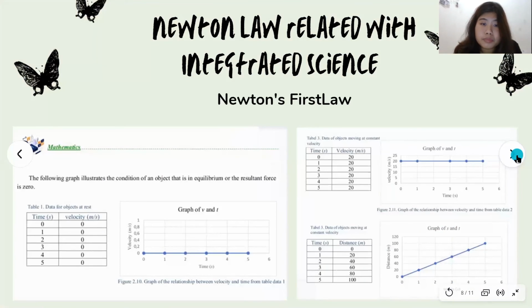And this is Newton's law related with integrated science, but in math. This is Newton's first law. You can see in this we have a graph, right? Graph of P and T. We have the table data, and we have a graph like this.